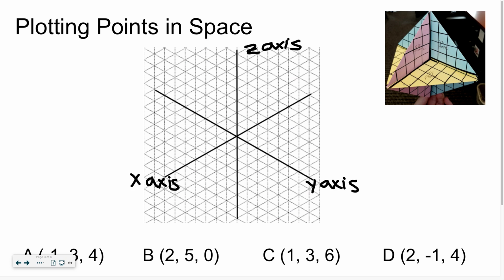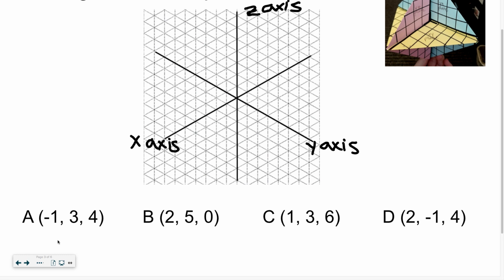Okay, I'm going to plot the first point. I'm going to plot A. A is the point -1, 3, 4. So if you want to jot that down somewhere, you can. Or if you want to wait until you label it and then put -1, 3, 4 right next to it, whatever works for you.